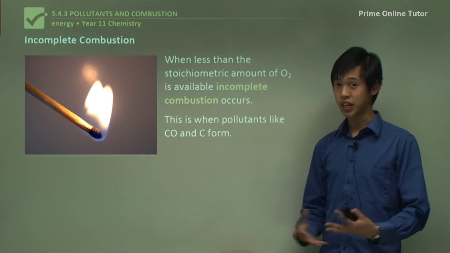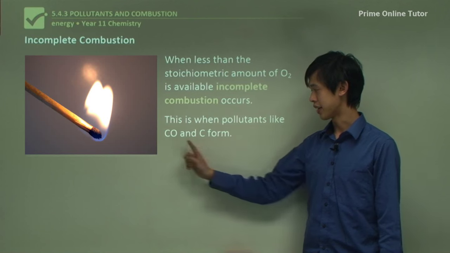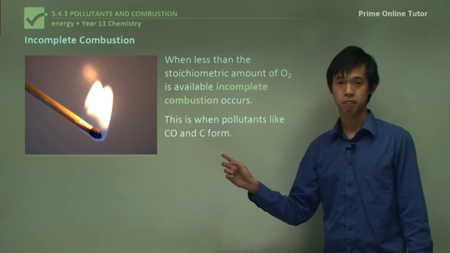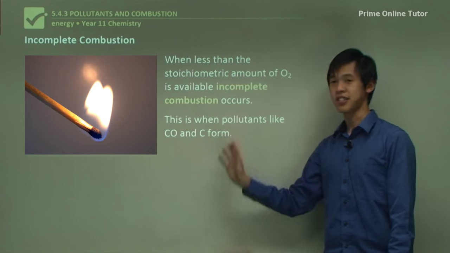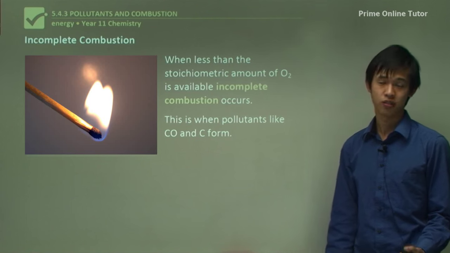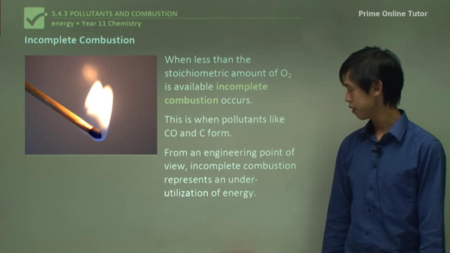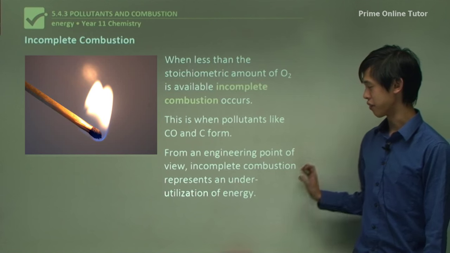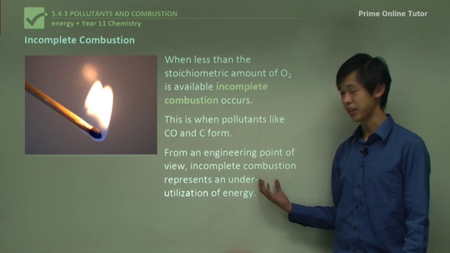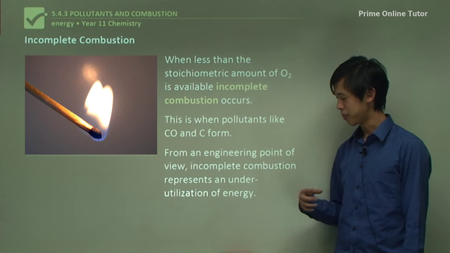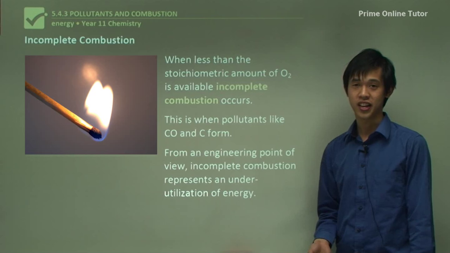So when you get incomplete combustion, you get pollutants like CO and C. Okay, so carbon particles, the black soot, and CO gas, carbon monoxide, which is very poisonous. And from an engineering point of view, so this is where I kind of like to think about things, because that's what I do, engineering. Incomplete combustion represents an underutilization of energy.